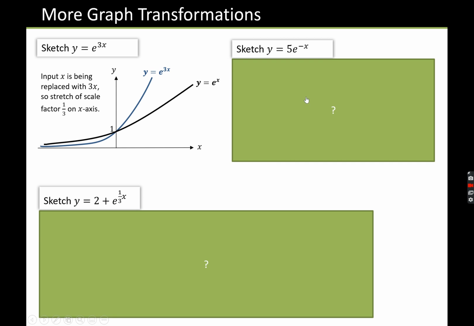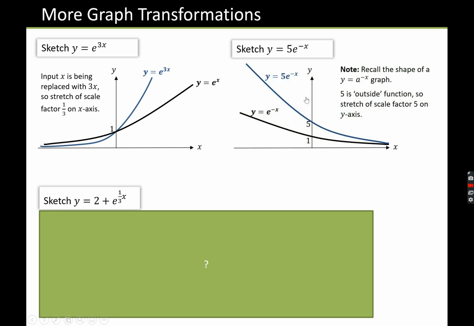5e to the minus x. Again, guys, you can always check these by plugging values of x in to see what you get out. Because it's a negative x power, it is going to be a rate of decay rather than an exponential growth. And obviously 5e to the minus x is going to go down a lot sharper than e to the minus x.